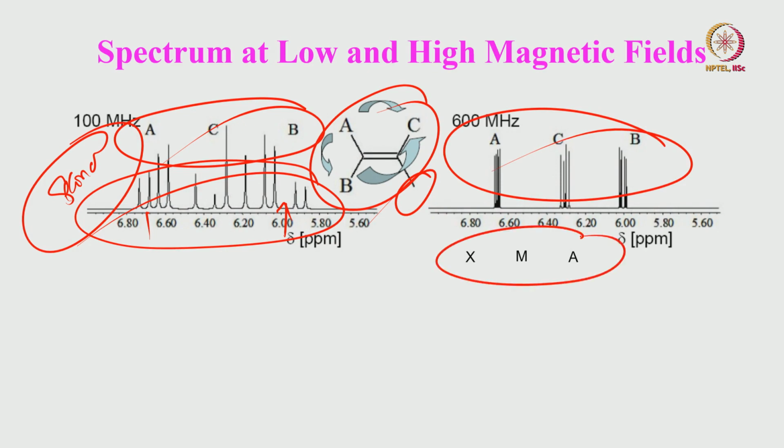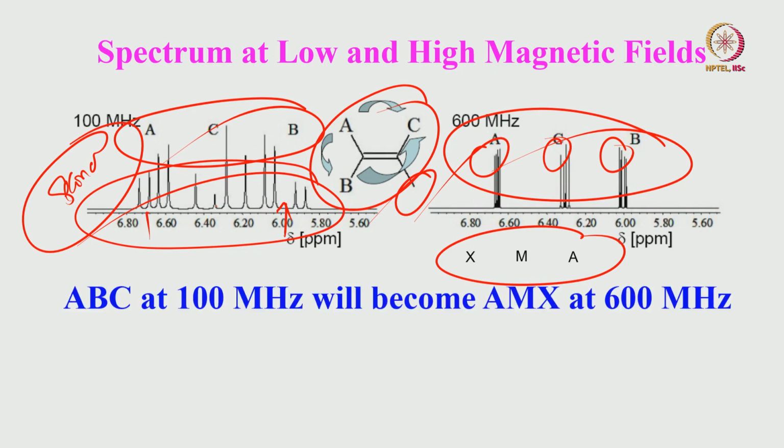Strictly speaking, if I give you the spectrum and ask is it AMX, your answer should be no, because look at this intensity, they are not equal. But for all practical purposes, compared to this it is easy to analyze, and you can assume this is an AMX case, there is no problem, although there is minute ABC character present in this. This is what ABC at 100 megahertz became, AMX at 600 megahertz.